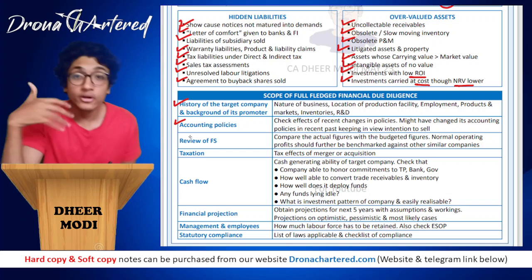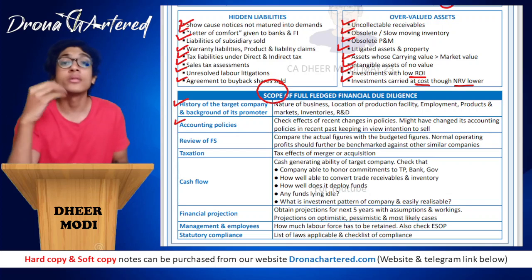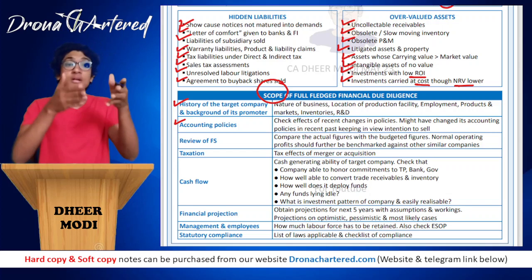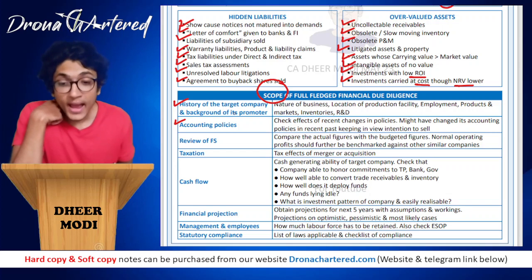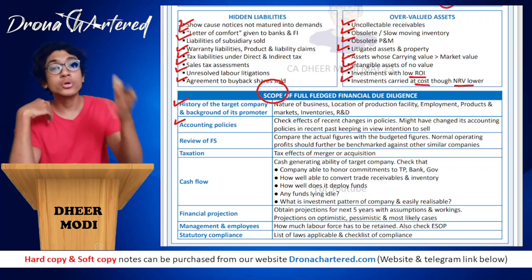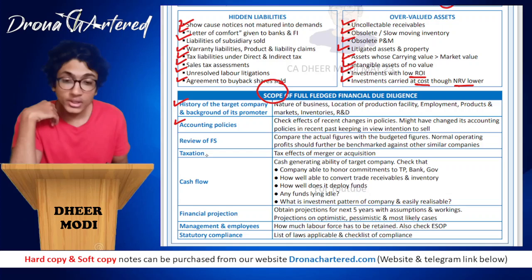I'm trying to show you how you can remember points. So while studying the scope, first is your history. History of the target company means the company that you are purchasing, and the background of its promoter. That means the company that you are going to purchase or invest in, the background of their promoters. Next is accounting policies.